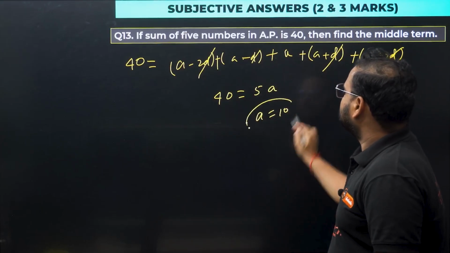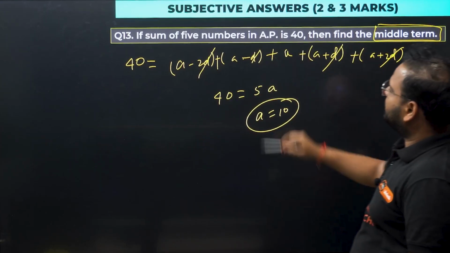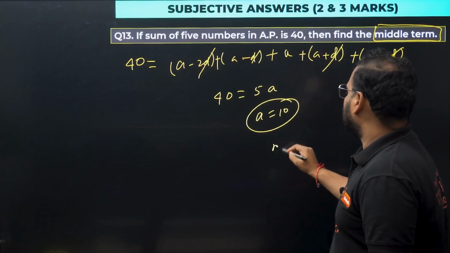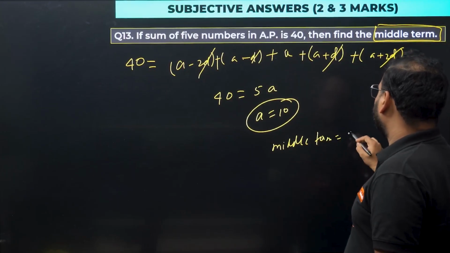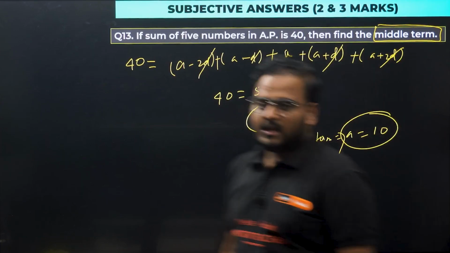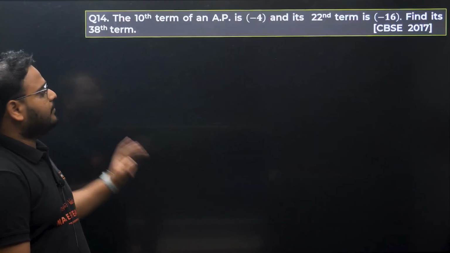What are they asking us? Middle term. They're asking us middle term. Please check. First, second, third. This is a middle term. So your middle term is what? Your middle term is actually A only, which is nothing but 10. That's your answer. The middle term is A, which is 10. Question number 13 is also over.